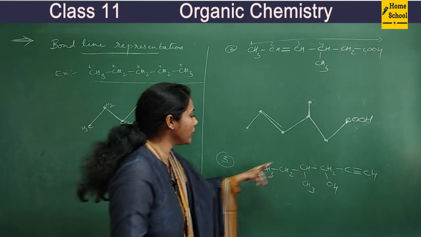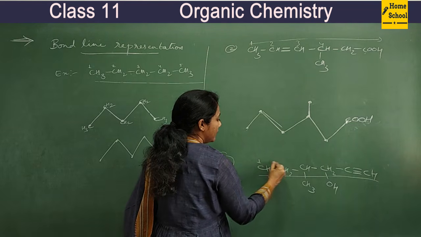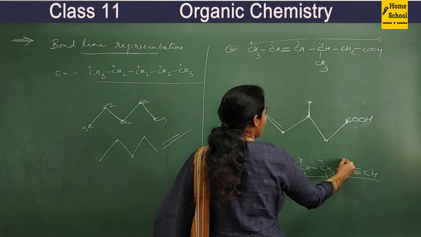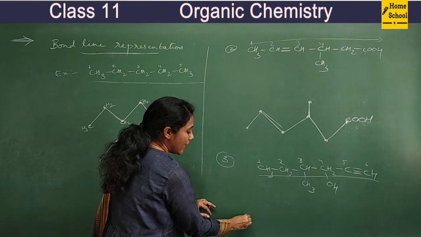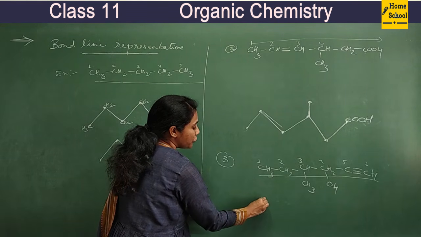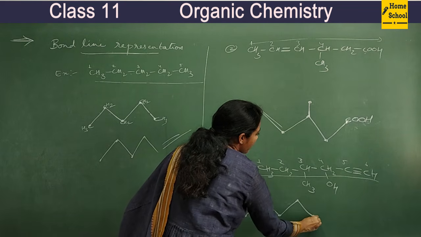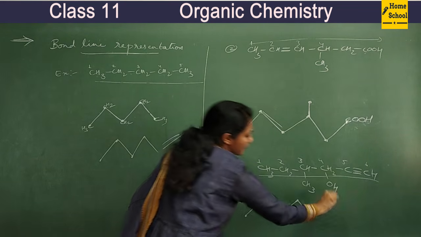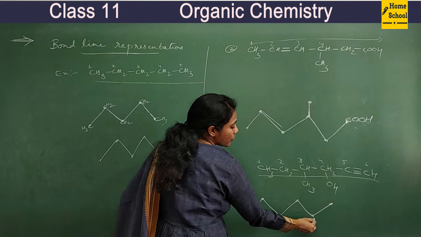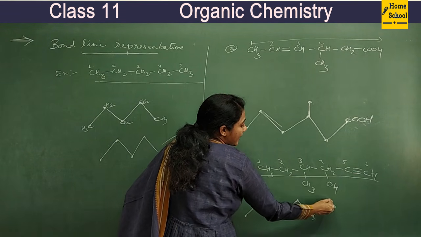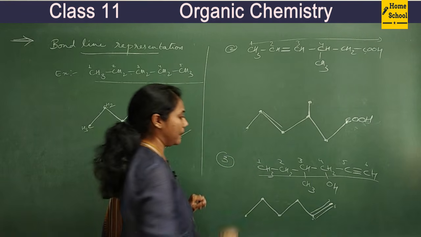First, I have to count the number of carbons in the chain. 1, 2, 3, 4, 5, 6. Start putting points right from here down. 1, 2, second carbon, third carbon, fourth carbon, fifth carbon, sixth carbon only. And you see between 5 and 6 there is a triple bond. So this is 5, this is 6, triple bond. Already one bond is there, second bond, third bond, triple bond.